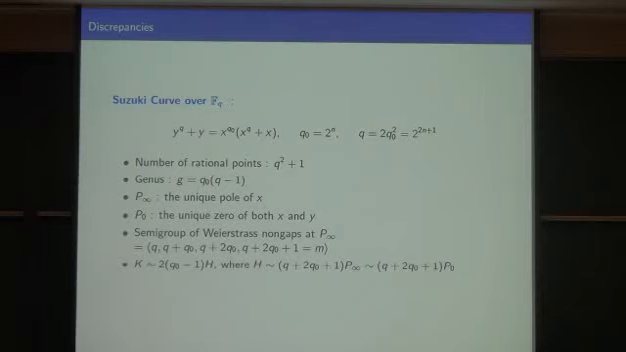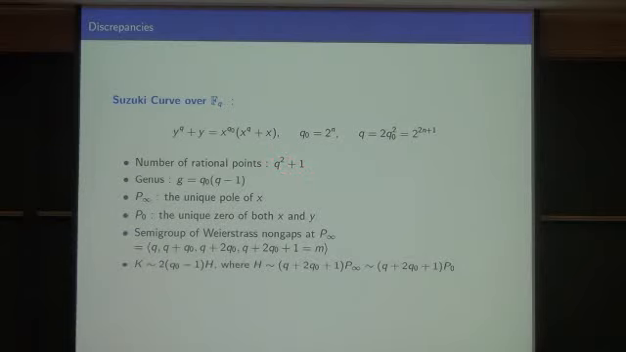So I'll give, so Suzuki curves. A Suzuki curve, in affine notation, is y to the q plus y equal to x to the q0, x to the q plus x, where q0 is 2 to the n, and q is 2 times q0 squared. So it's an odd power of 2. So when you say Suzuki curve, it's an odd power of 2. And the number of rational points is q squared plus 1. It has many points.